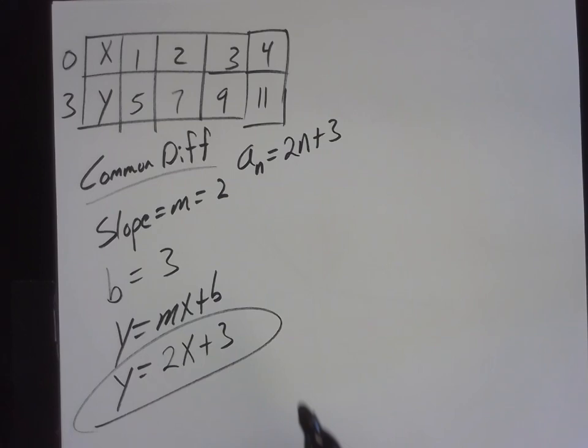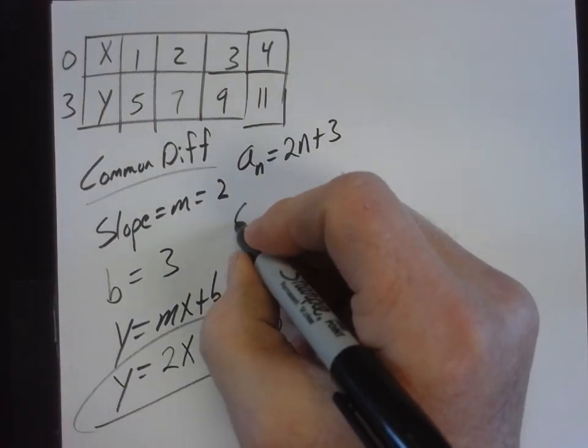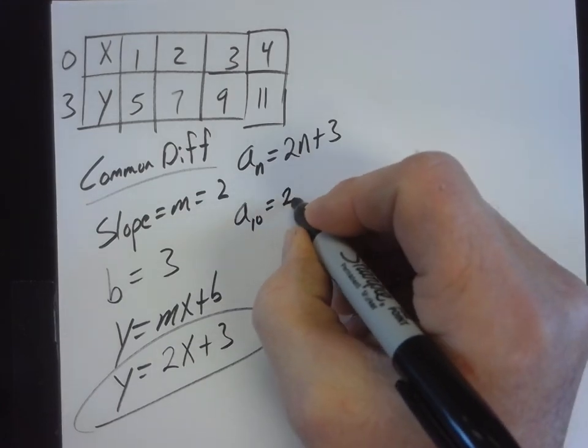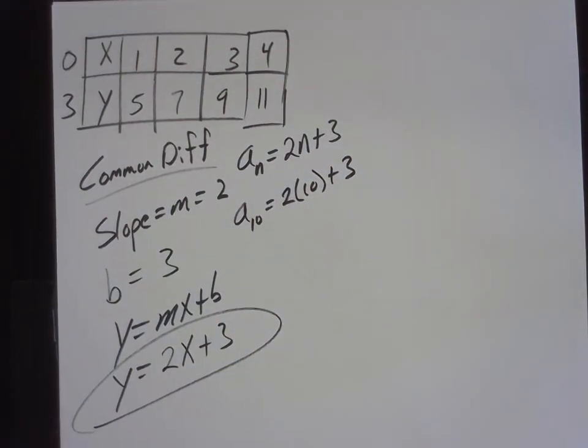So if we wanted to find like the 10th number in this series, if we wanted to find a sub 10, 2 times 10 plus 3. So what's the 10th number in this series? 23. There you go. It's 23. Okay? And this is what we've been working on since 6th grade. Would you say? Yeah. Okay, so 6th, 7th, 8th, 9th, we've been talking about linear equations all the time.